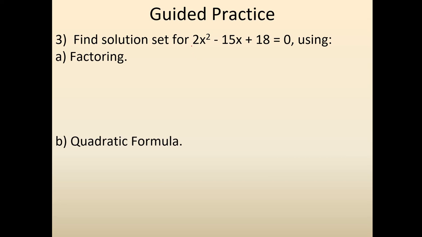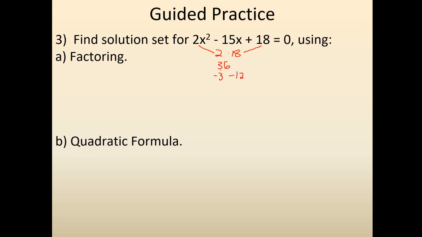Alright, so because this is not one of those standard ones where the leading term is 1, I'm going to have to take the first term and the last term and multiply them. So 2 times 18 is 36. Now because this number is positive but the middle term is negative, the two numbers I'm looking for have to be negative. The only numbers that work are going to be negative 3 and negative 12.